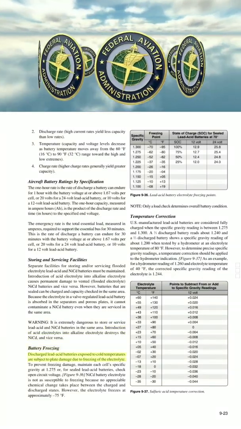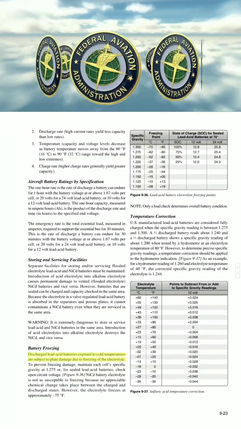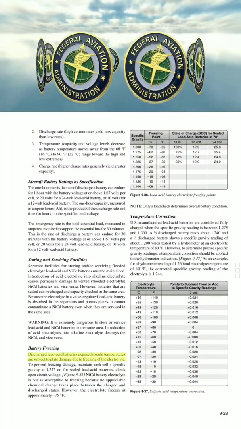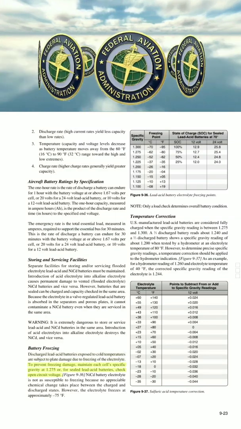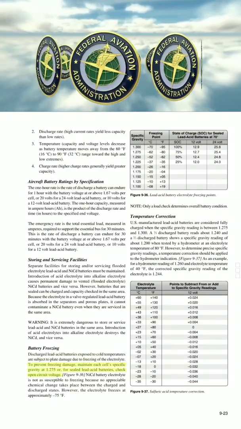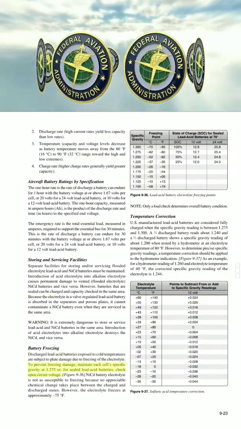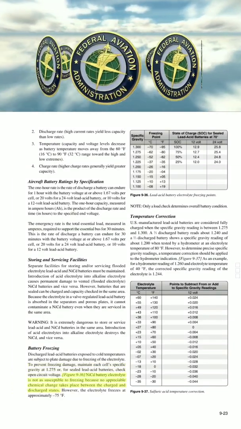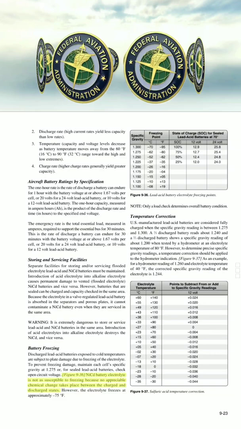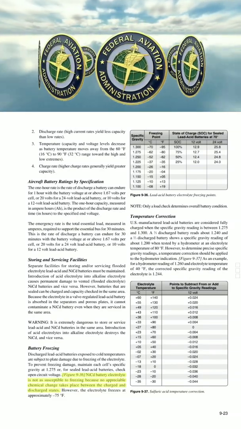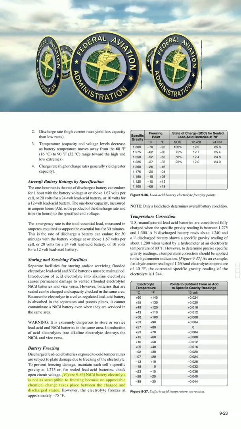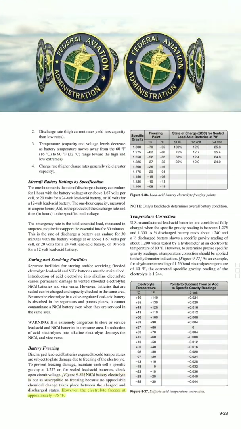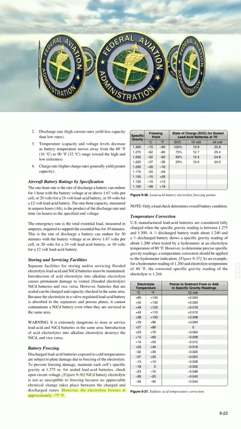Battery freezing. Discharged lead-acid batteries exposed to cold temperatures are subject to plate damage due to freezing of the electrolyte. To prevent freezing damage, maintain each cell's specific gravity at 1.275 or, for sealed lead-acid batteries, check open circuit voltage. Figure 9-36. NiCd battery electrolyte is not as susceptible to freezing, because no appreciable chemical change takes place between the charged and discharged states. However, the electrolyte freezes at approximately minus 75 degrees F.